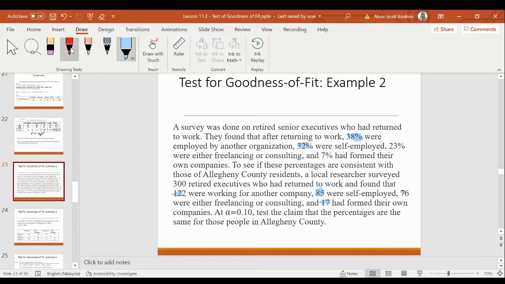So we are given here the observed value. There are 4 categories here, 1, 2, 3, 4, and the observed values are 122, 85, 76, and 17. Total frequency is 300. From here you can find the table, and from the percentage given here you can come up with the first step, which is the hypothesis.